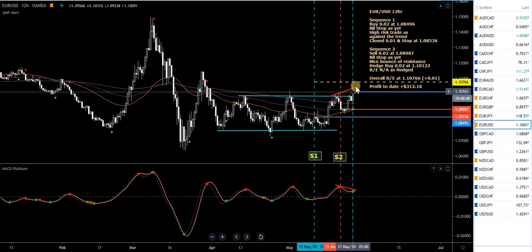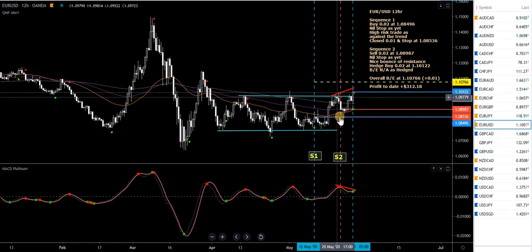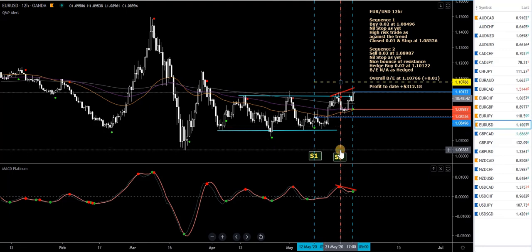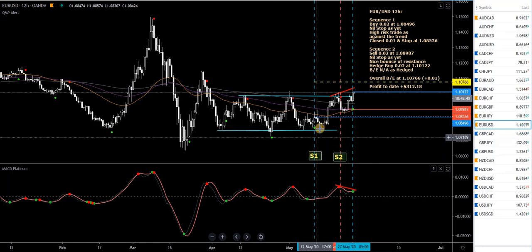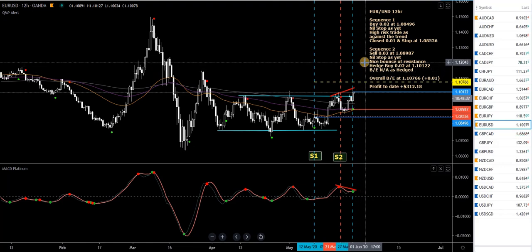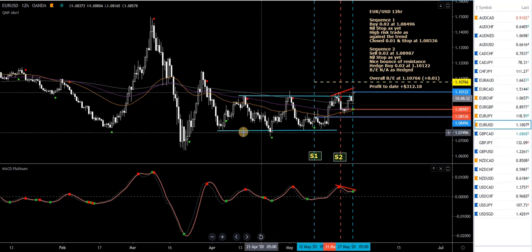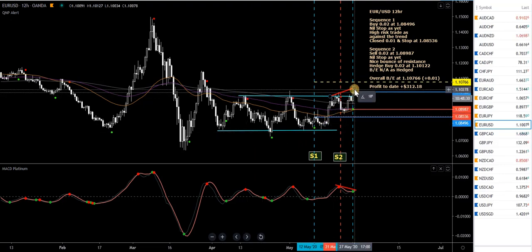So if price just keeps on going up and heads up over this yellow line, I don't really care about this sequence 2. I've got sequence 1 already locked in, and I can just close out all the trades and see how we go. So we've got this resistance level, stuck in a bit of a range. Looks like it may have broken through that range. We'll see if it holds.